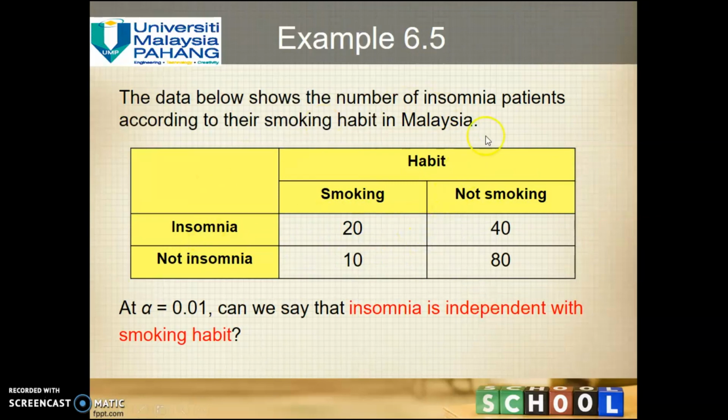Again, the example here. You have the contingency table, and the data will be in this form. The data below shows the number of insomnia patients according to their smoking habit in Malaysia. At alpha 0.01, can we say that insomnia is independent of smoking habit? The keyword here is independent, so you are dealing with the test of independence.